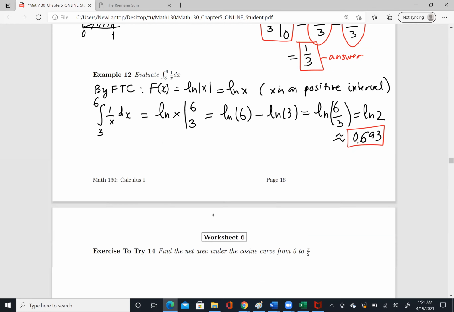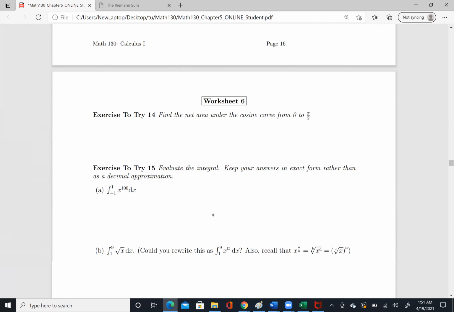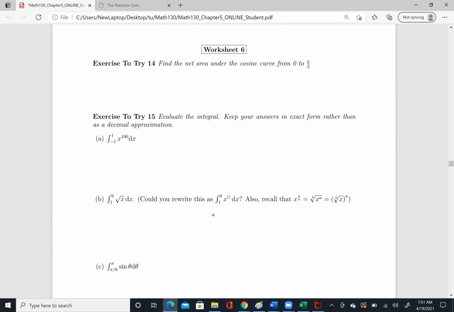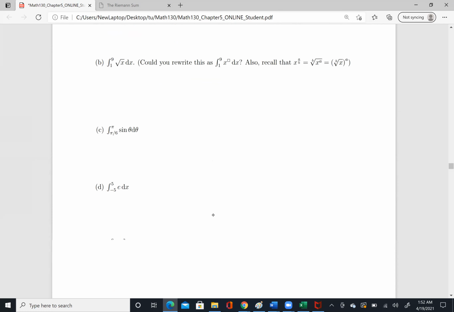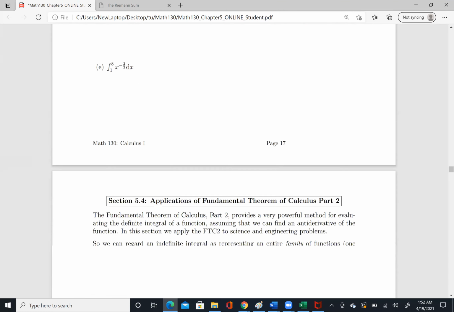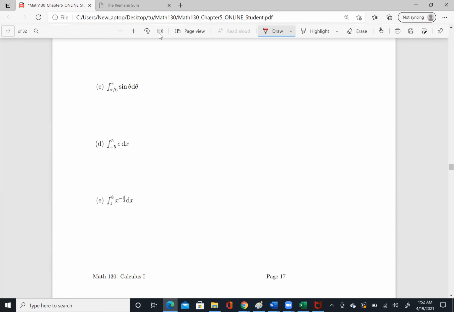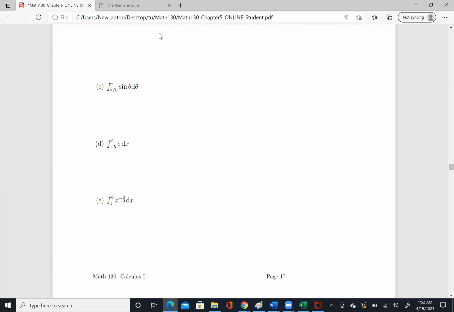Okay, so done with this one, and if we move to worksheet number 6 here, you can see that we have some exercises for you. There's 14, 15. Oh, wow, that's a lot. Anyway, let's stop this session here, and we'll see you in class to do this.